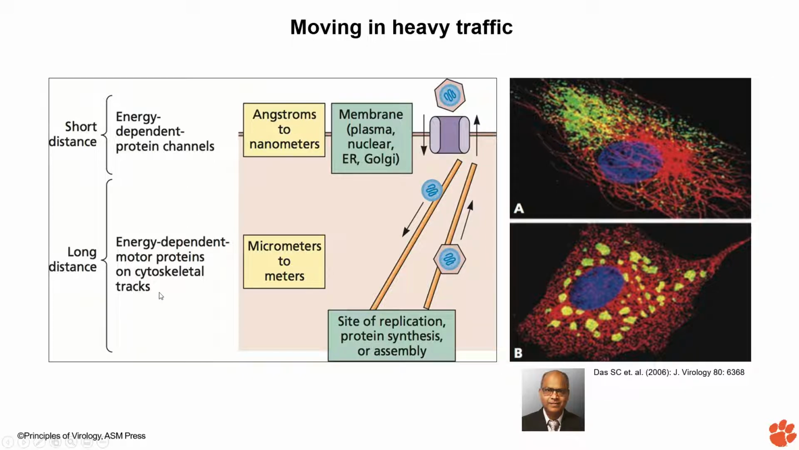Then the long distance transport is by energy-dependent motor proteins on cytoskeletal tracks, and there are two types of filaments used for this. There are superhighways, and then there are smaller roads. The superhighways are made up of microtubules. On those, there are two types of motor proteins, dynein and kinesin. They actually move on the superhighways, the microtubules. And again, these are polarized, with a plus end and a minus end.